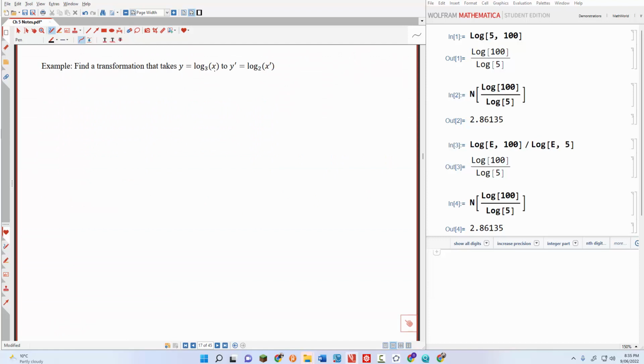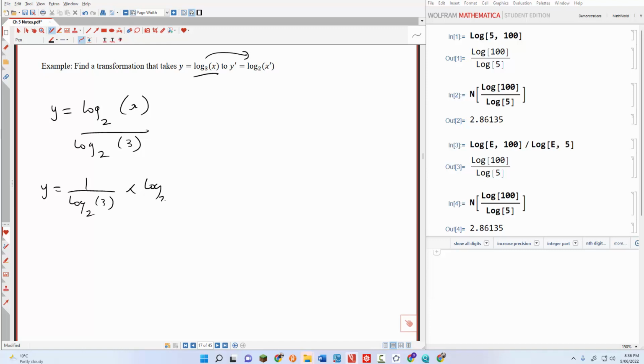So find a transformation that takes this to this. All right, so same idea again. What we're going to do is just change the base of that. So I'm going to rewrite that as y equals, instead of base 3, I want to make it base 2, because I want to turn this into this. So I'm going to use the change of base rule, which is log 2 x over log 2 3. All right, now what that means is this is the same as y equals 1 over log 2 3 times log 2 x, and that's what we want to do.